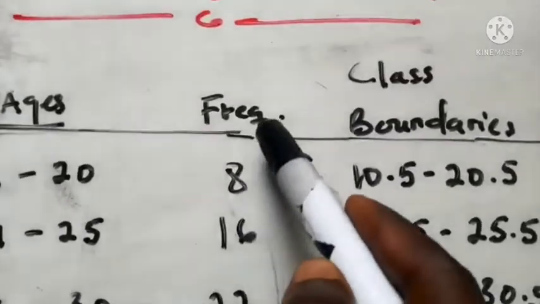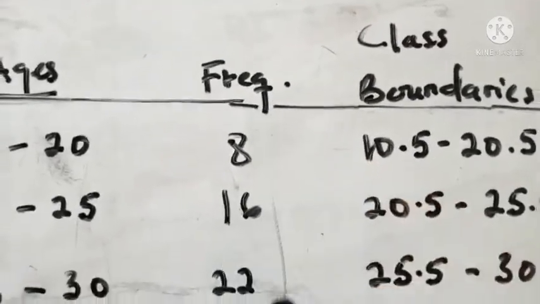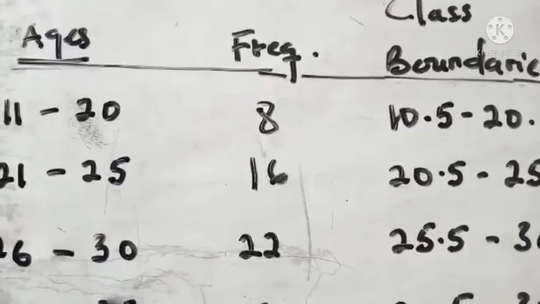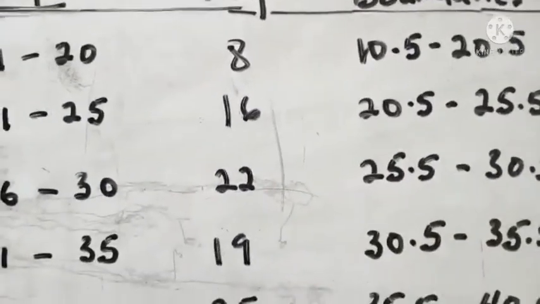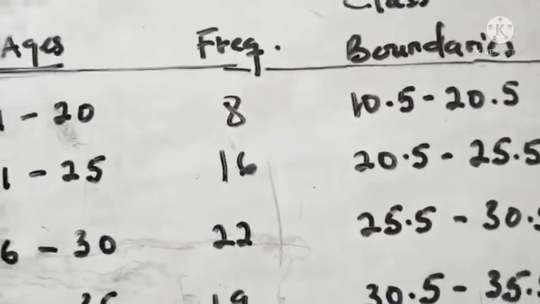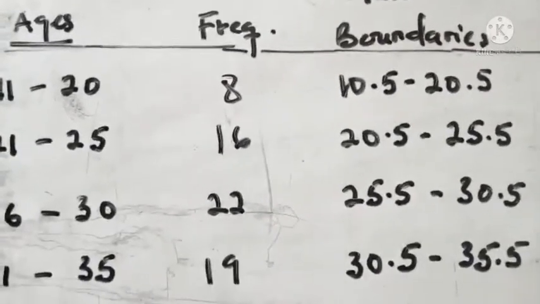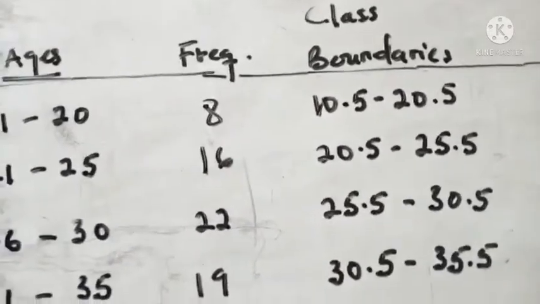So this is what we call frequency: how many people are available in a particular class. In this class here, we have 8 people, and so on and so forth. Now, the first question is to use the information you have to draw a histogram. So how can you draw the histogram?